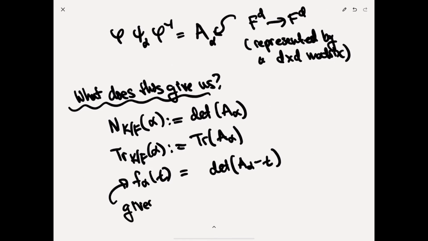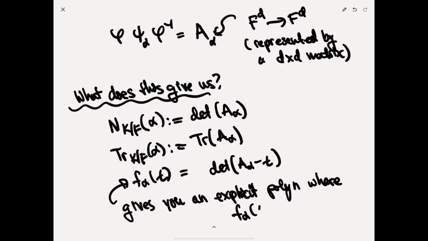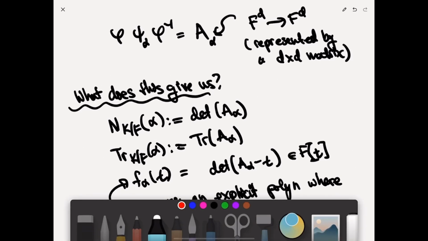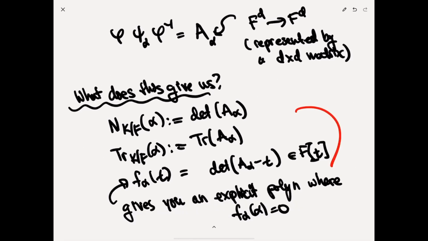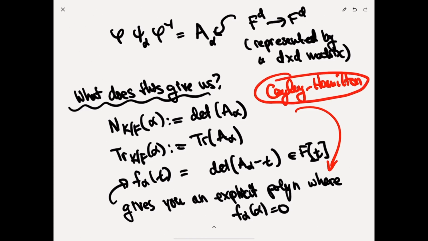So that gives you an explicit polynomial where f alpha of alpha is equal to 0. So this thing here is an f of t. Okay, so this is really cool. By the way, what does this follow from? This is by the Cayley-Hamilton theorem. Okay, so you can Google that, and then think about it, and you can ask me if you have questions.